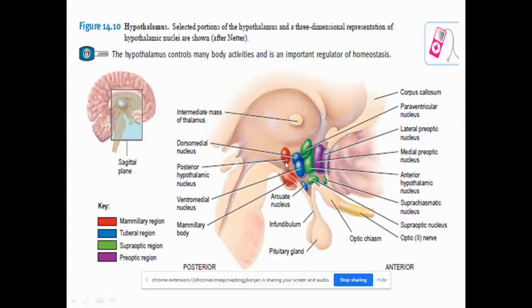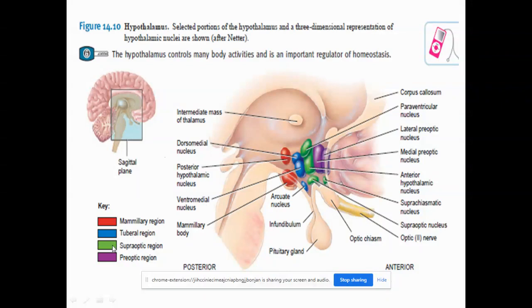So it contains two different nuclei called the posterior hypothalamic nucleus and the mammillary body. These two represent the mammillary region. The blue colored one is called the tuberal region. You can see the dorsomedial nucleus, ventromedial nucleus, and the arcuate nucleus. So these three compose the tuberal region.